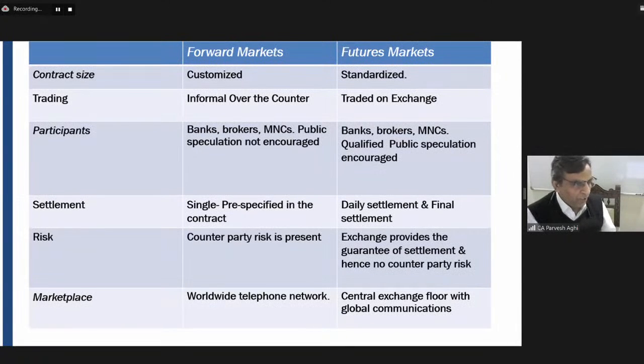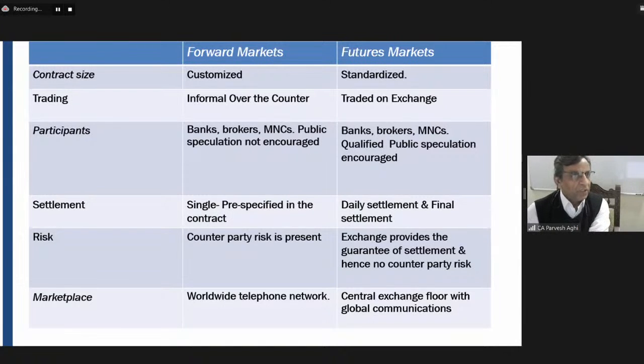This is the last slide for the day. So this is very important. There are many questions which come in your exams. What's the difference between forward and futures market? Forward contracts are basically customized, whereas futures are standardized, or we say that forwards are non-standardized. Trading happens over the counter in the forward markets, and in the futures market, it happens on the floor of the exchange.